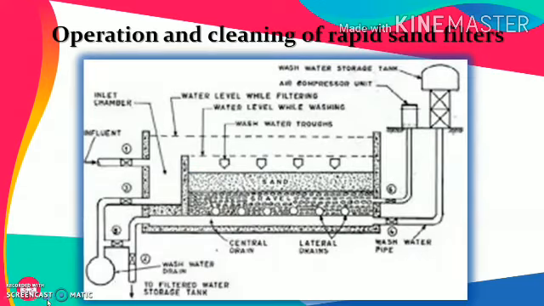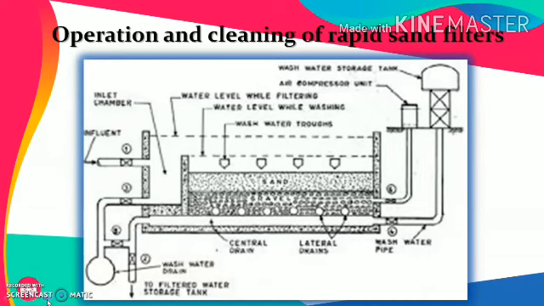The operation and cleaning of rapid sand filter. This particular figure shows the cross section of a rapid sand filter. It shows the number of valves along with the wash water storage, air compressor unit, and other appurtenances like the wash water trough. It even shows the central drain and laterals in the figure.